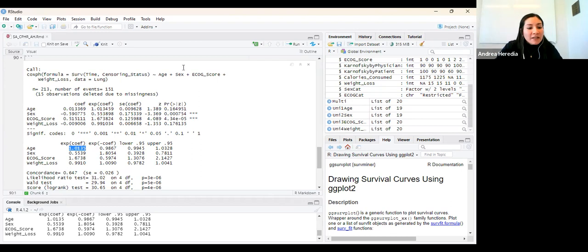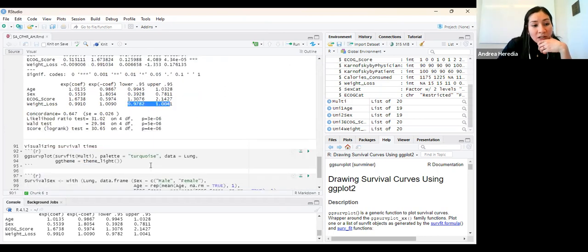And finally, the p-value for weight is still not significant. It's 0.17, and for the hazard ratio we have 0.99 with a 95% confidence interval. Again, that includes 1, meaning that the contribution to the model is also minimal. Any questions so far?